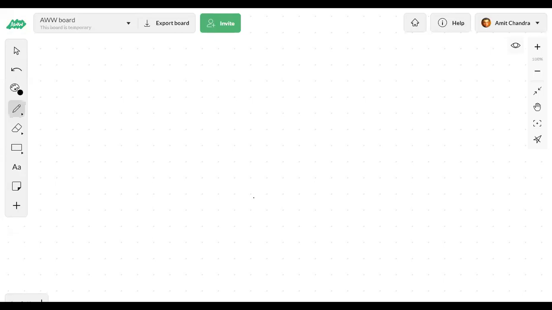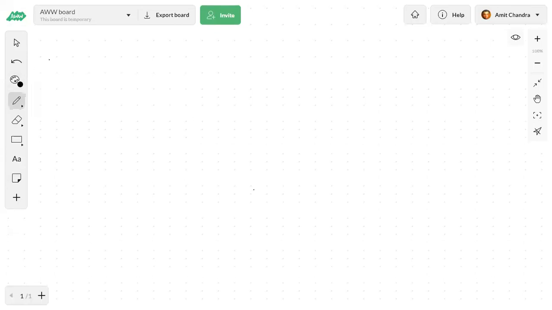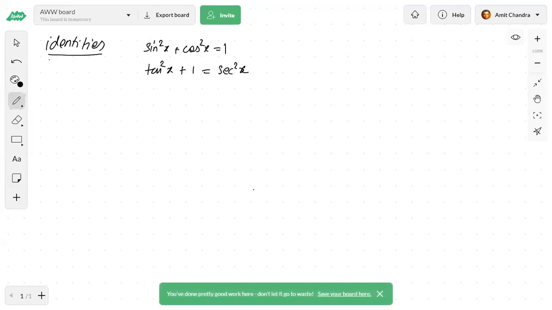Now we remember there are three basic trigonometric identities. The three identities are: sine square x plus cos square x is equal to 1. This is the first identity. Second identity is tan square x plus 1 is equal to sec square x. This is the second identity. And third identity is cot square x plus 1 is equal to cosec square x.